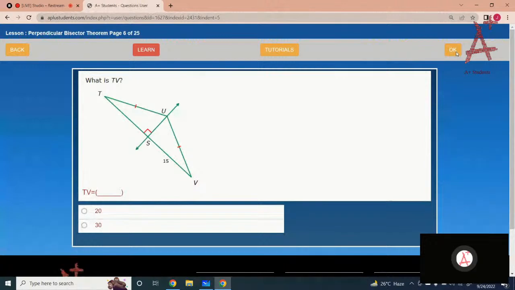Okay, the next one is, what is TV? Okay, SV is given 15. So SV and TS are equal in length. If SV is 15, then TS is also 15. Got it? And 15 plus 15 makes 30. So the correct option is 30.